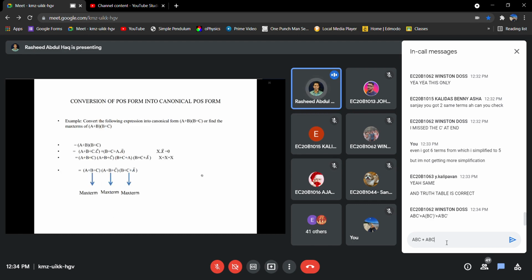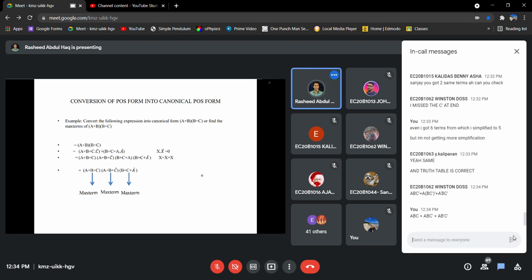So here is the conversion of POS form into canonical form. Convert the expression (A plus B) into (B plus C) into canonical form. So here also we have followed the same method, that is, we cannot simply add 1, so instead we have added zeros. We know that we have 2 terms and we need to have 3 max terms here. So A plus B into B plus C needs to be converted into A plus B plus C or C dash, whatever it will be. So like that we need 3 terms.